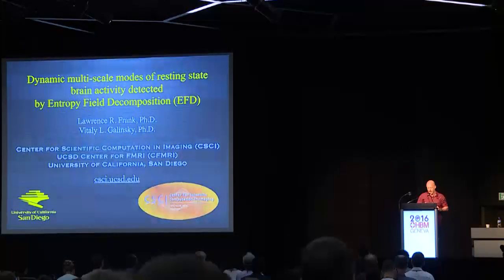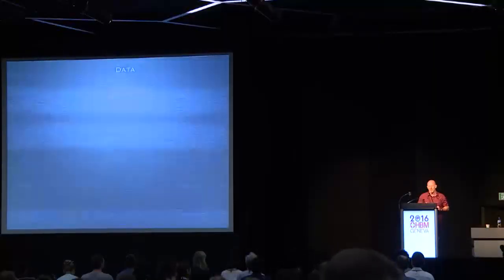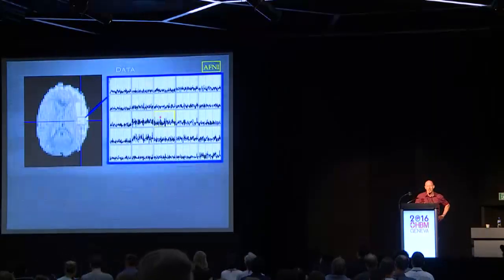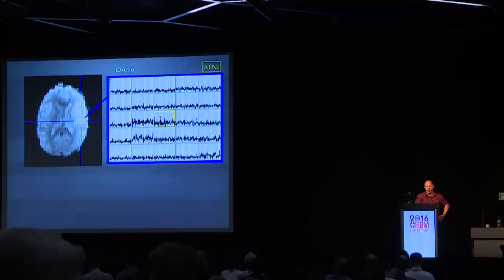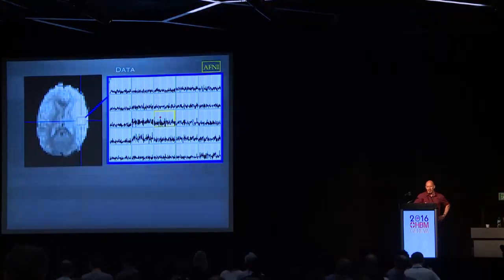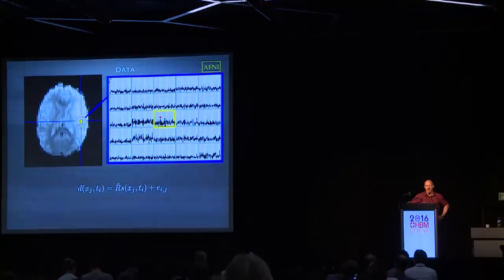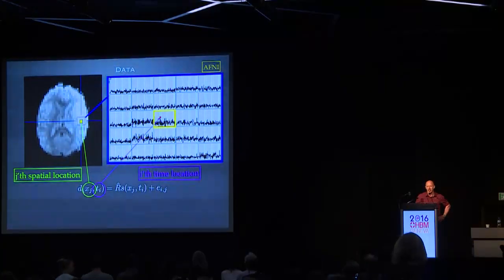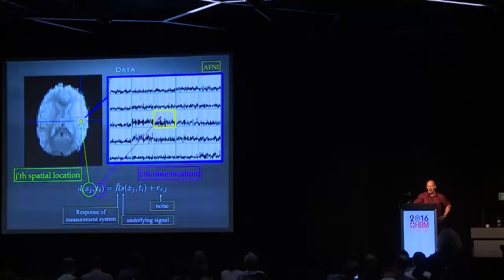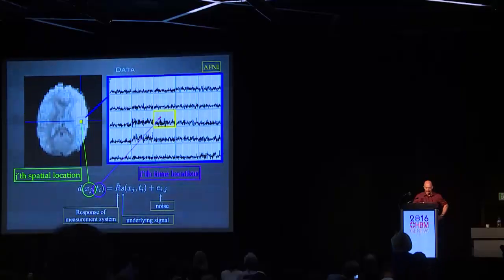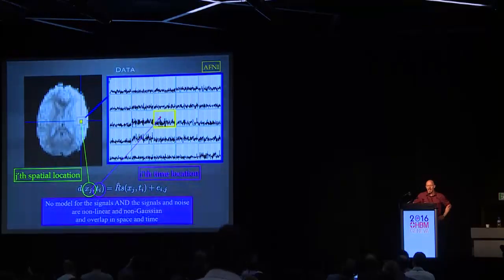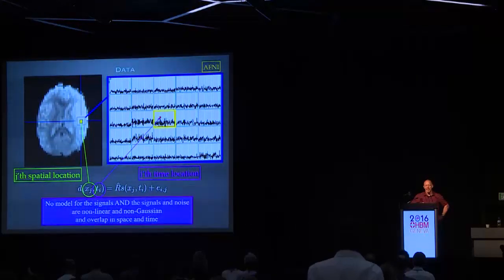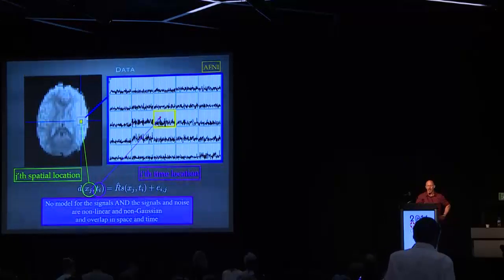So I'd like to talk about a new method of looking at resting state data. You're familiar with this resting state data, a typical set where every data point is characterized, if you look at one location there, by a spatial location and a temporal location. And you want to estimate the underlying signal, and it's in noise. The real problem is that there's really no model for the signals, and the signals and the noise are nonlinear and non-Gaussian and overlap in space and time.